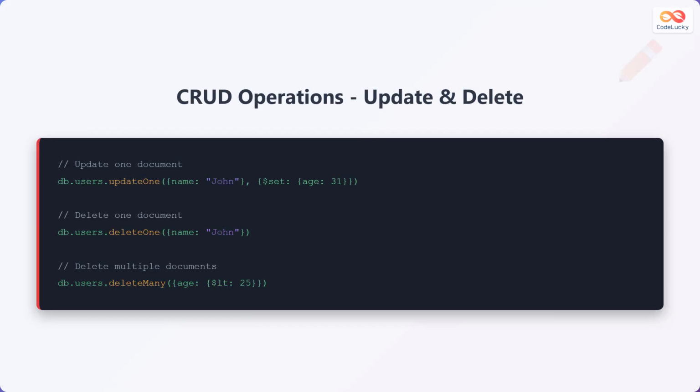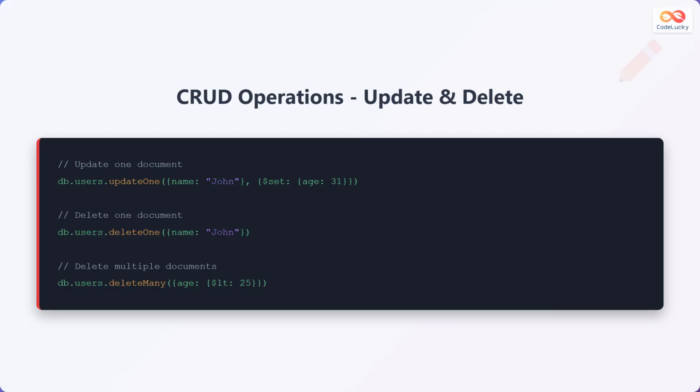Now let's examine update and delete operations. To update a single document, use the update_one method, passing a query filter to identify the document and an update document specifying the changes. For example, db.users.update_one, then within parentheses, enter curly braces with name John, then outside the curly braces, type comma, and then type $set, age 31.